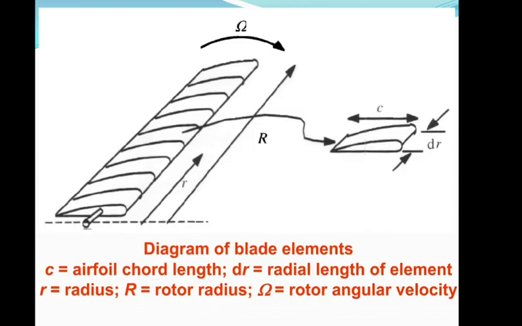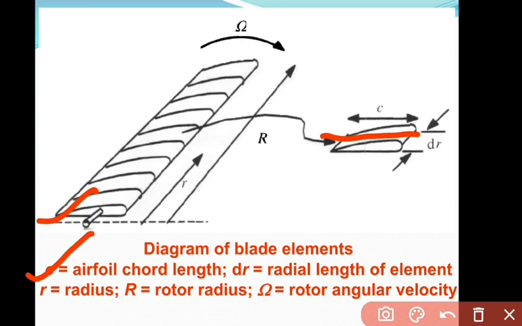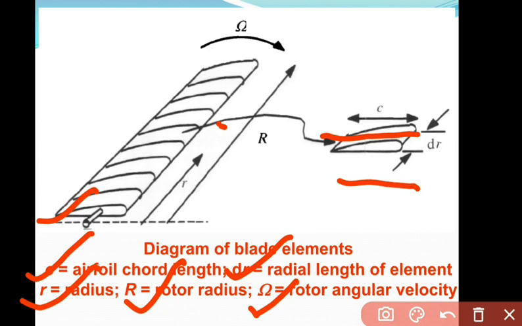Here you can see c is the airfoil chord length, dr is the radial length, r is the radius, capital R is the rotor radius, and omega is the rotor angular velocity. Here you can see this is acting on the perpendicular line. This force R is the rotor radius, and here the airfoil is perpendicular.